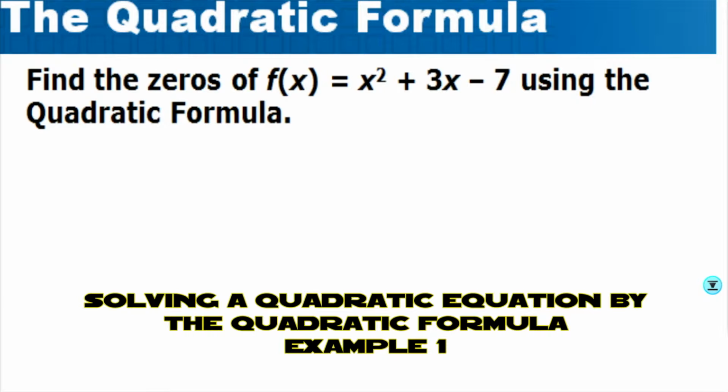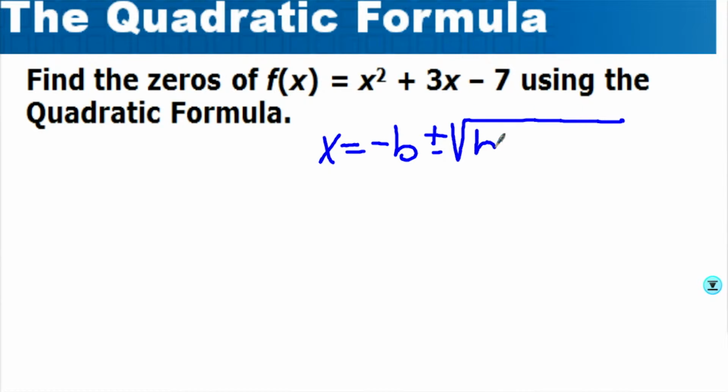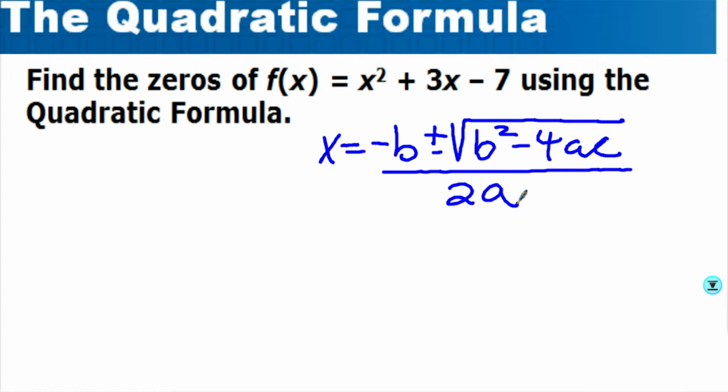We're going to look at a method of solving a quadratic equation by using what's called the quadratic formula. The quadratic formula is this: x equals negative b plus or minus the square root of b squared minus 4ac, all divided by 2a. So we're going to use that formula to help us solve this quadratic equation. And we're going to do this in steps.